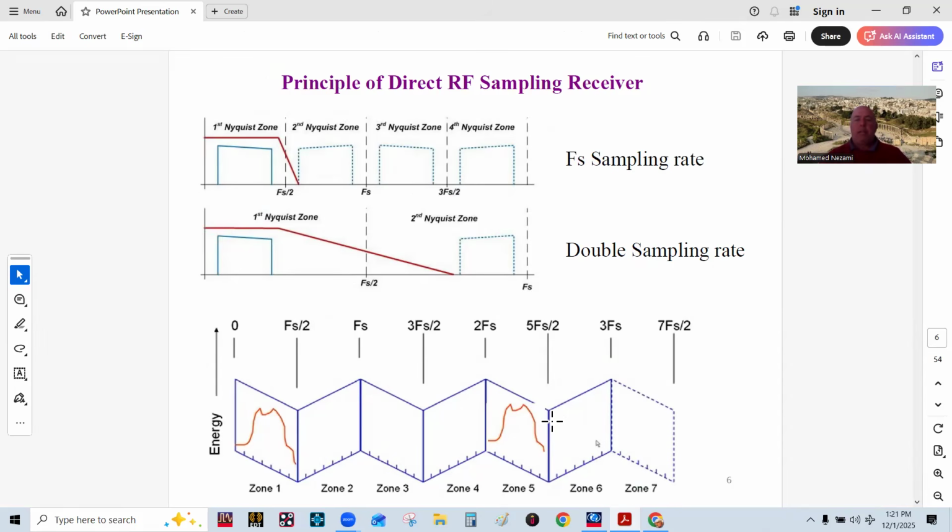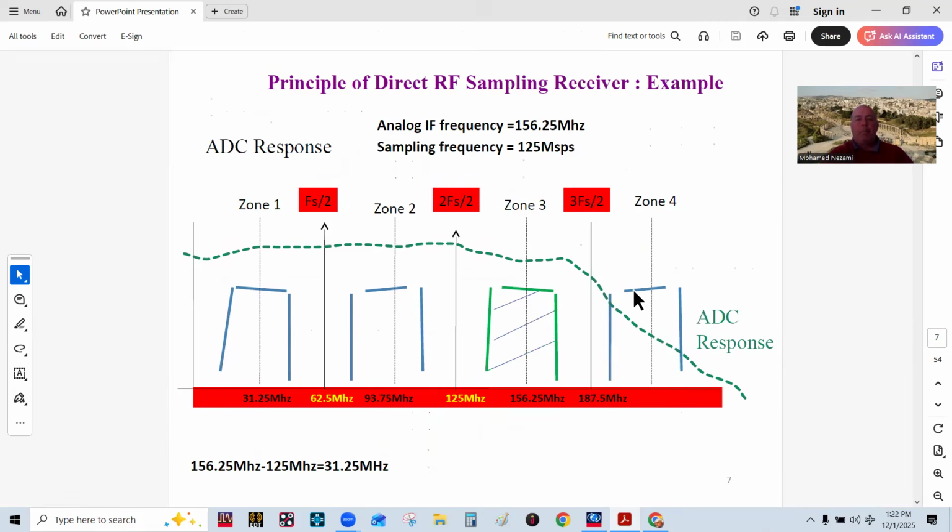In that case, all the aliases that fall within the zones that are within the bandwidth of the ADC, you can go into the DSP domain, figure out where that is, and rotate it to baseband if you like. And that's really the principle of direct RF sampling.